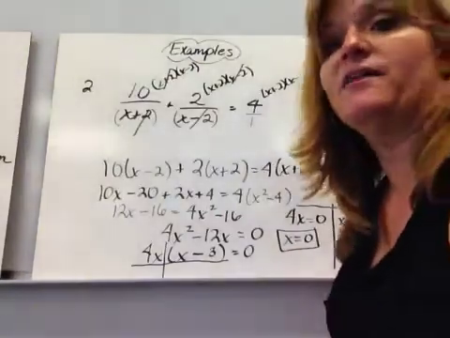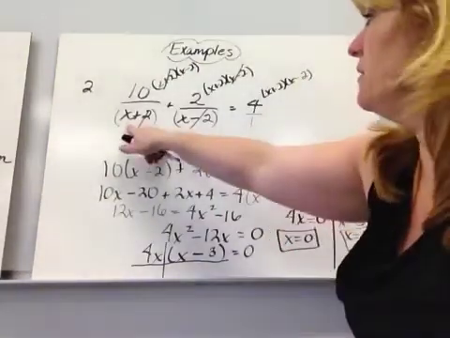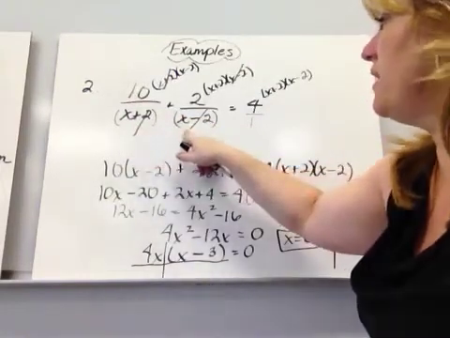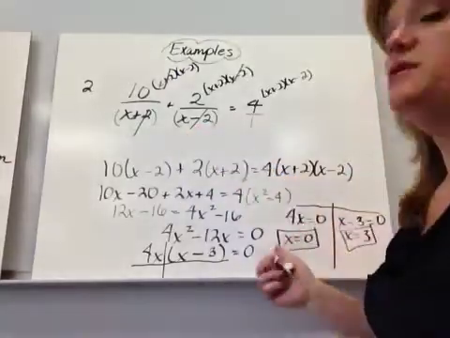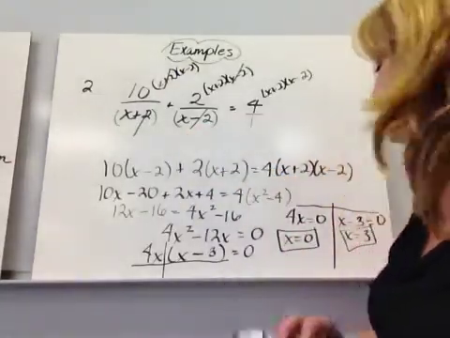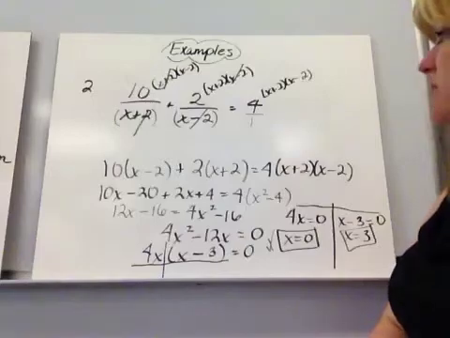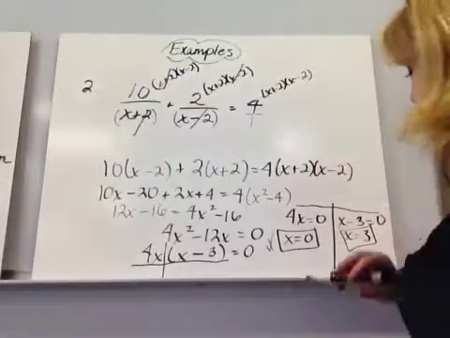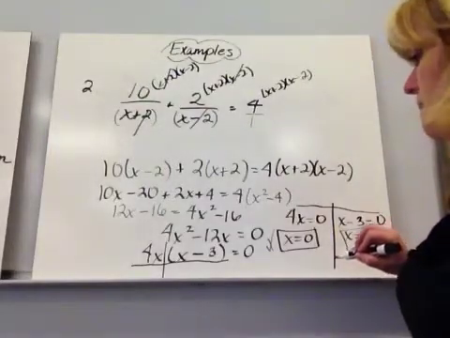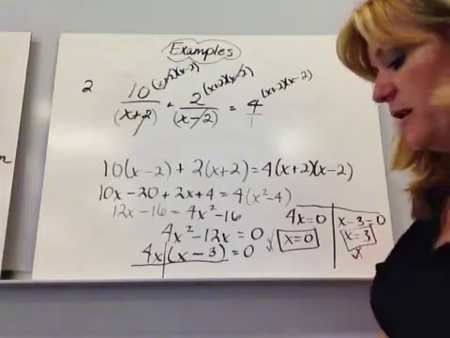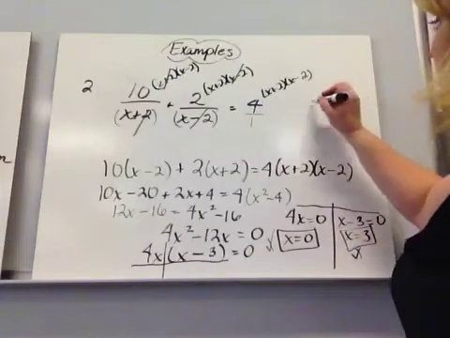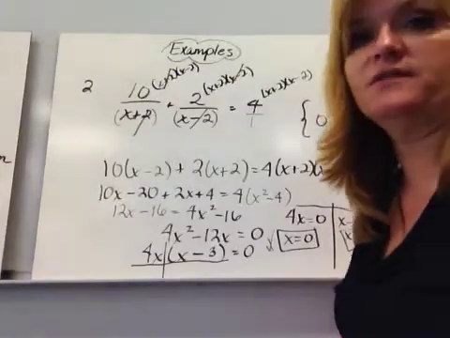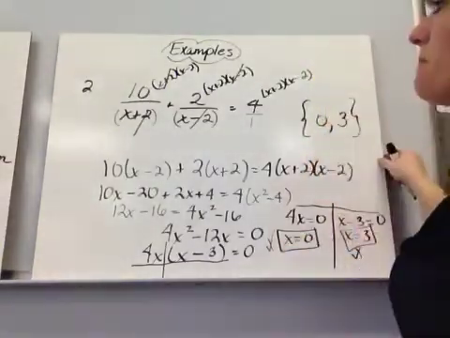But remember, you have to check. So if I put a 0 here, that's fine. That's a 2. So I have 10 over 2. And if I put a 0 there, that's okay. It's a negative 2. So this 0 is going to work because I'm not getting any zeros in the denominator. So this one checks. Let's try the 3. Do I get any zeros? Well, if I put a 3 here and a 3 there, I don't get any zeros either. So this one also works. So my solution is going to be, and we write our solution set, 0 and 3, because they both work in this equation. Okay.